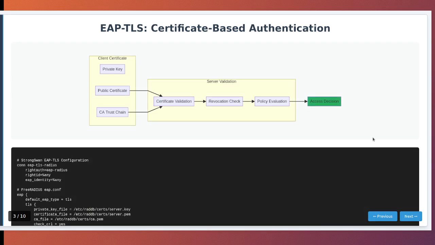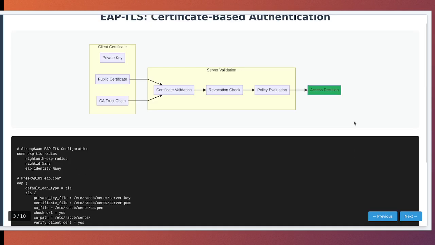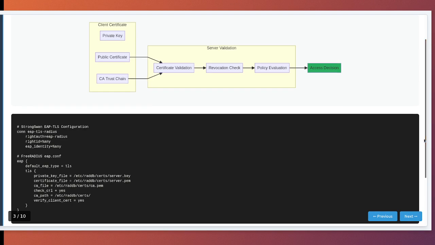EAP-TLS, certificate-based authentication. Now let's dive into EAP-TLS, which I consider the gold standard for VPN authentication. If security is your primary concern and you have the infrastructure to support it, EAP-TLS should be your first choice. EAP-TLS uses mutual certificate authentication. This means both the client and server present certificates to prove their identity.